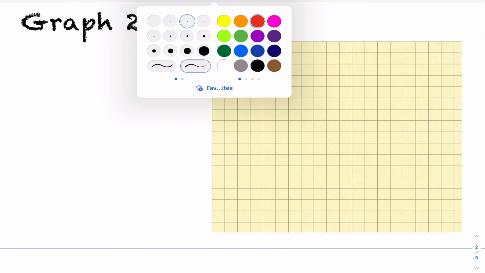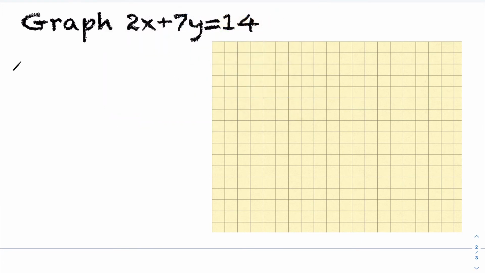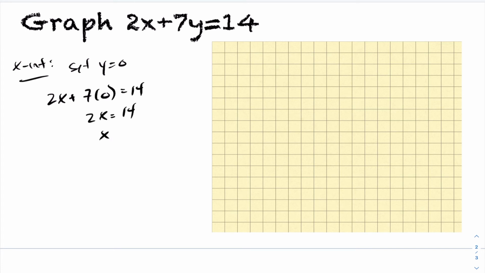I want to go ahead and graph this here. Again, we have to find our x and y intercepts. For my x-intercept here, I have to set y equal to 0. Everywhere I see a y, I'm going to replace that with a 0. I end up getting 2x is 14, in which case x is 7. So this has an x-intercept of 7.